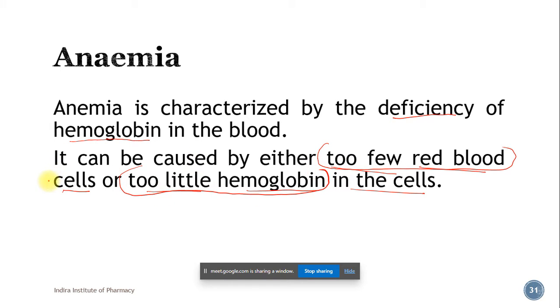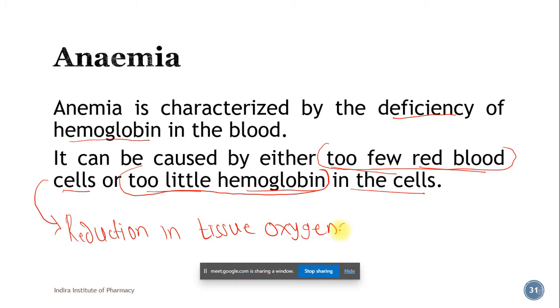So what is the ultimate result of this? A reduction in tissue oxygenation. Okay, what is tissue oxygenation? It means that if there are too few red blood cells present in the blood, or there is a little amount of hemoglobin present in the RBCs, then it will certainly affect the oxygen carrying capacity of the blood.